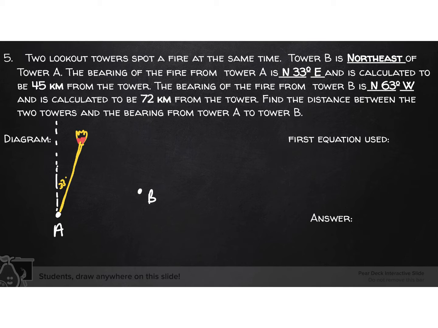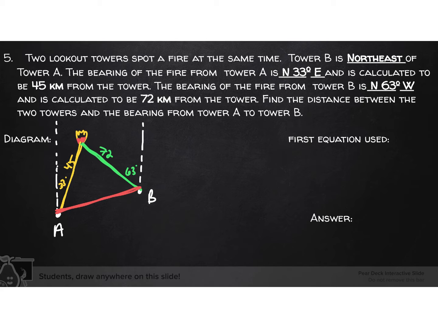And then from B, you're going 63 degrees west of north. So we have this, where this is 63. It also gives us these lengths. This is 72, and the other one is 45. It asks us to find the length between A and B, and also the bearing from A to B. That's an interesting question we'll get to in a little bit.